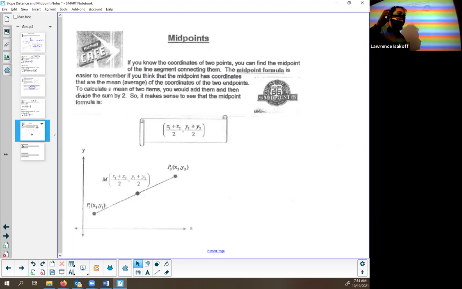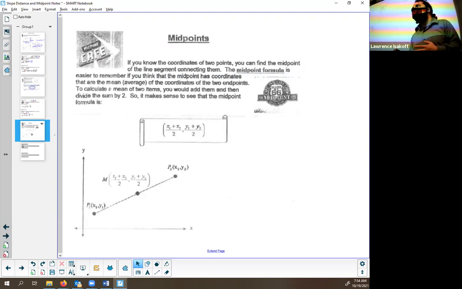If I said I need the middle between, let's go 4 and 6, how can we find that? What's in the middle between them? Can add them up, right? 4 plus 6 is 10. Divide by 2, we get 5. The middle could be the average, right? That's all the midpoint is. Midpoint is the average of the x's and the average of the y's.